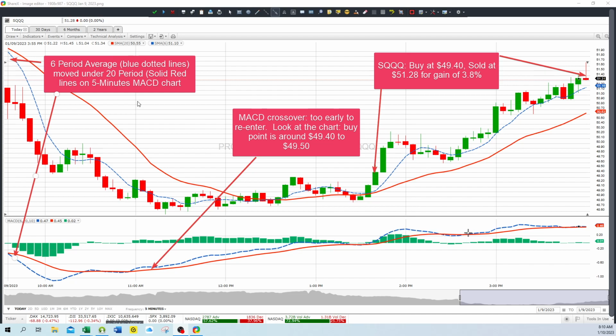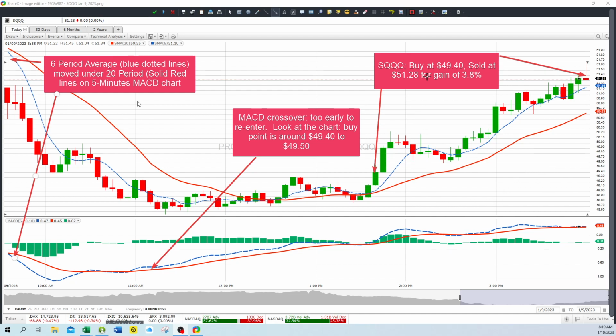Again, this went down below, and usually that's a signal, but you've got to look at the chart. It just went slightly below its six-period average here, and then it never touched the 20-period. So that indicates to me that we might as well hold this till the end of the day to see what kind of gain the market's going to give us. And so we did that.